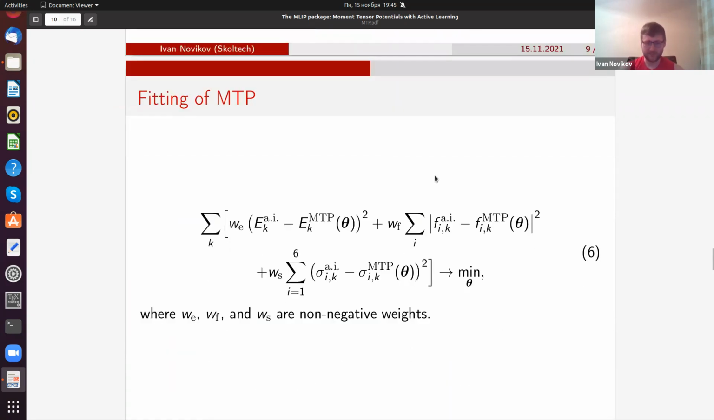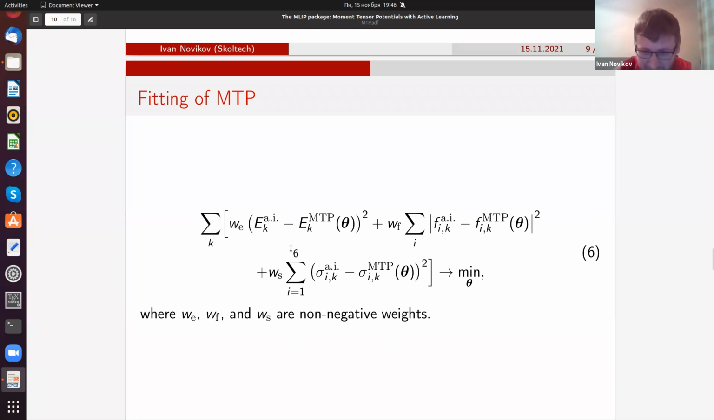Next, we go to fitting of MTP. I should show this formula, I think. So imagine we have something like DFT data: energies, forces, and stresses calculated with DFT. And we also have energies, forces, and stresses calculated with MTP, as I explained above. And by fitting, I mean solving this optimization problem.